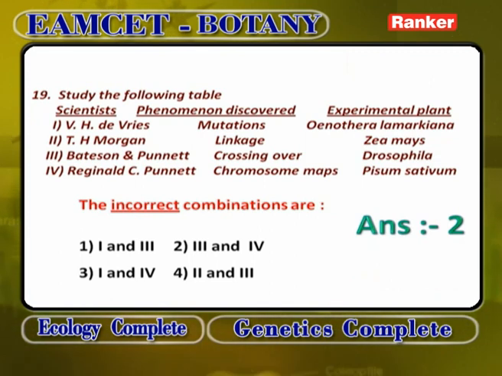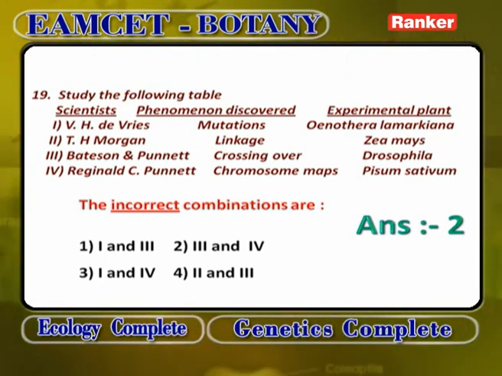Now a 3-column match. Study the following table and find the incorrect combinations. It is not correct combinations, it is incorrect combinations. De Vries mutations, Oenothera lamarckiana is correct. Morgan linkage Drosophila is correct, because Morgan discovered linkage in Drosophila. Bateson and Punnett crossing over Drosophila is wrong. Bateson and Punnett conducted linkage experiments in Drosophila, not crossing over experiments.